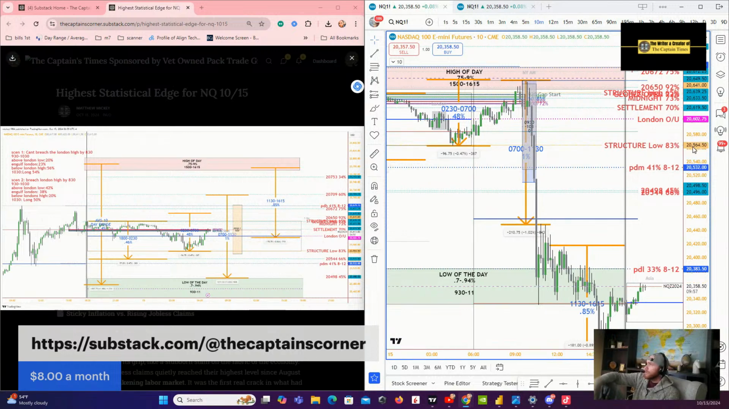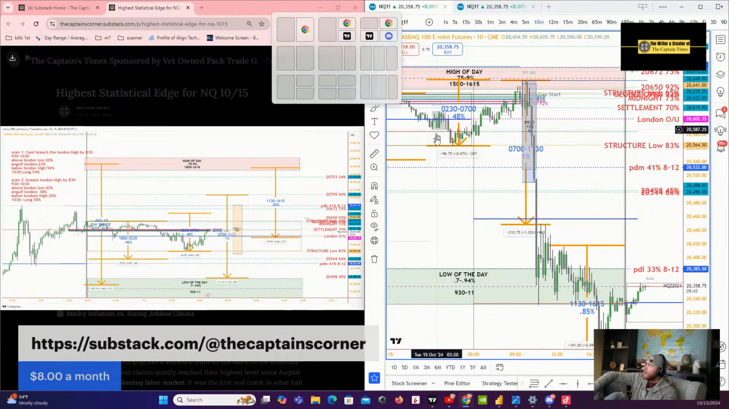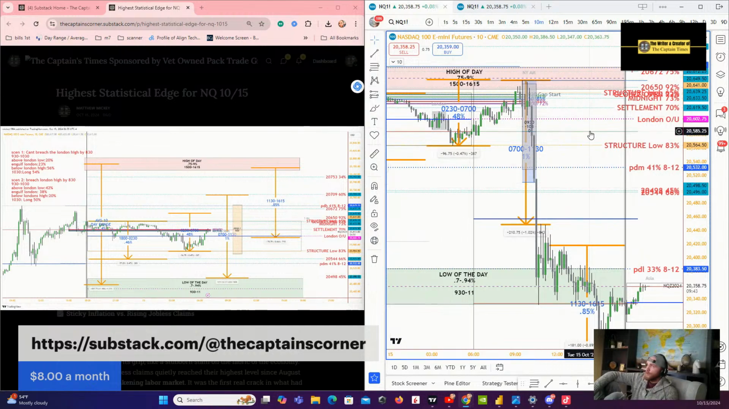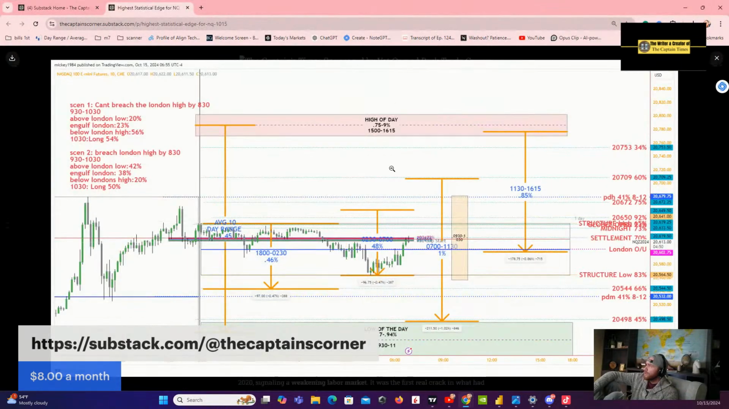So today, I'm trying to do this new thing where I do daily recaps of my statistical edge and how I traded and all that. Every morning at 5:30, I put the highest probable trade on the chart. And at 5:30, this was the highest probable edge of the day, right?